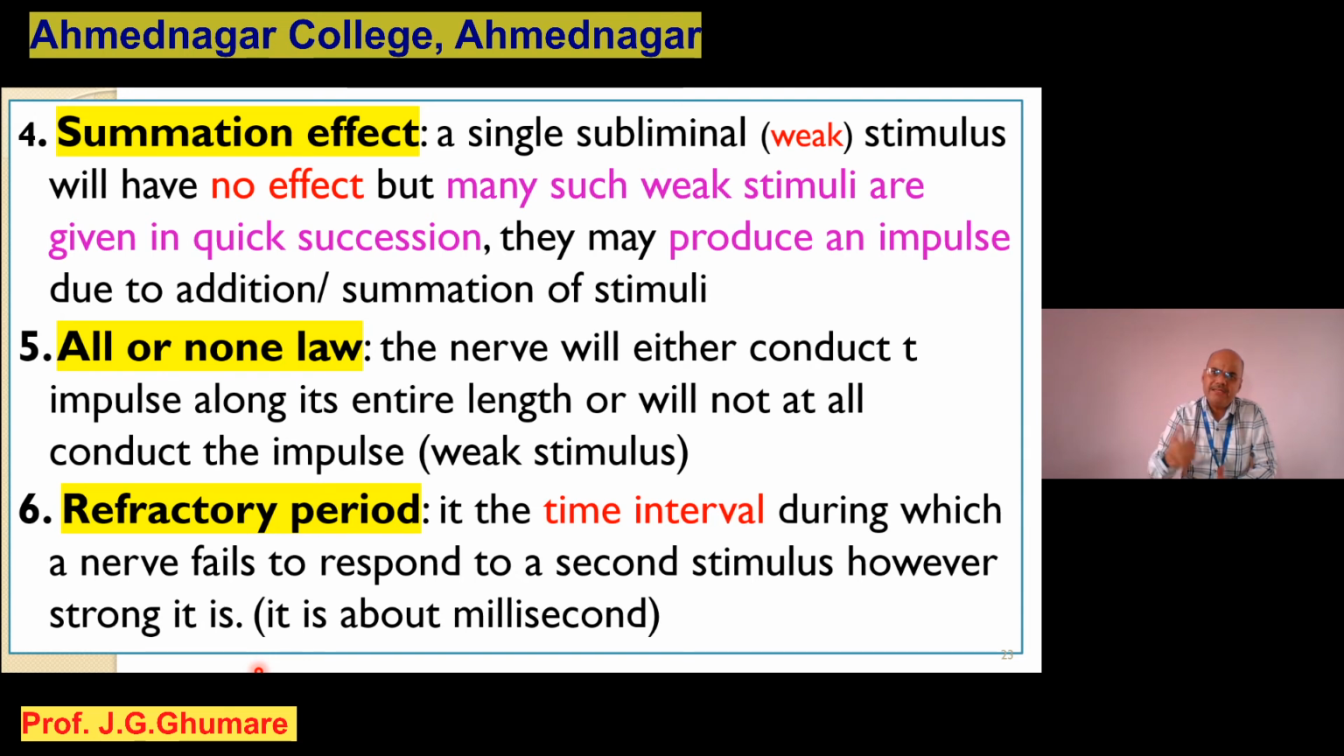So if someone goes on asking you questions continuously, what is your name, what is your age, you will be able to answer one of the questions, but might not be able to answer the second one immediately, because a time interval is required to pass one impulse and the second impulse. This is called the refractory period.